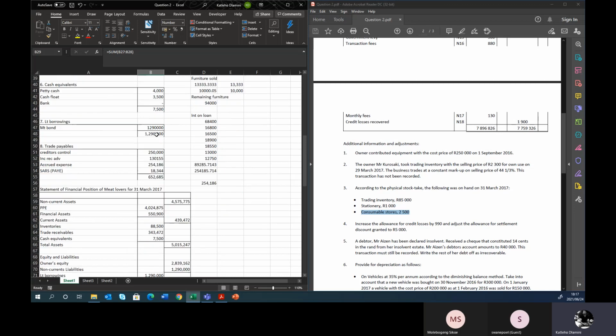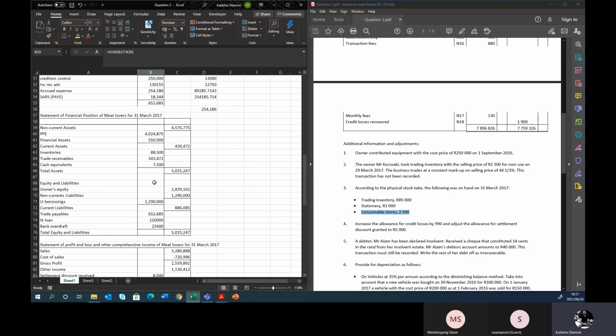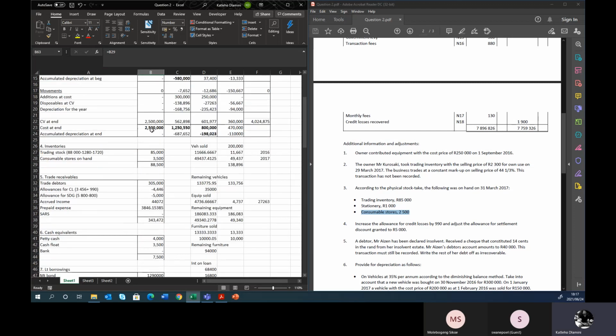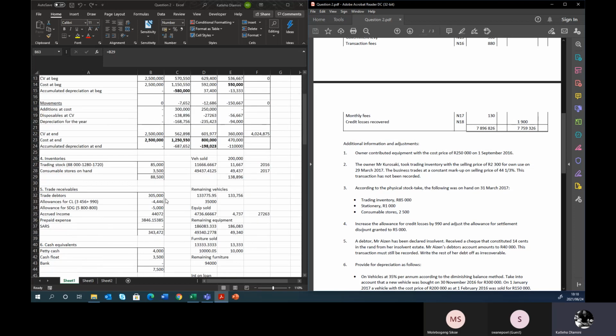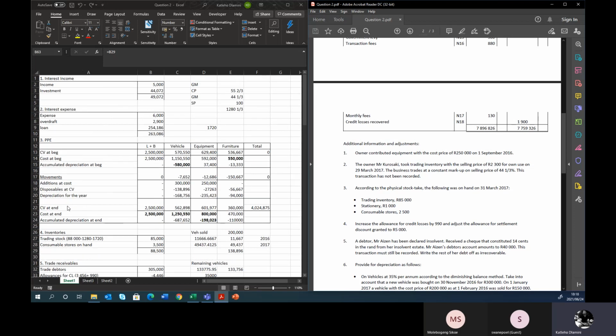This total we are going to take to our inventories. So if I go back to my inventories, I have that 88,500 over there. Cool. Then I go back. Then the next thing, there's an increase in the allowance for credit losses by 990 and adjust the allowance for settlement discount granted to 5,000. Okay, so now I'm going to open my receivables note. Here's my receivables note.